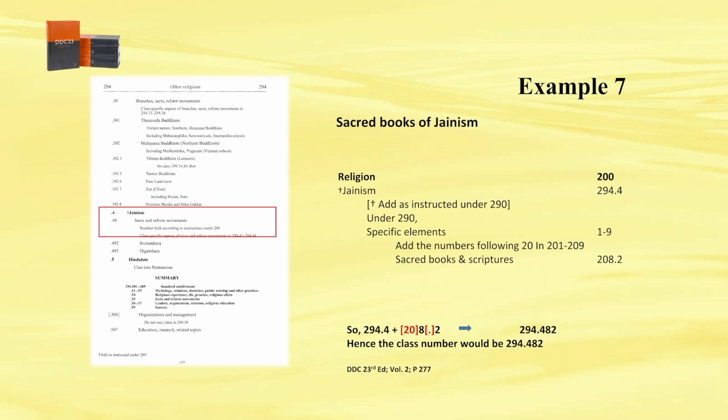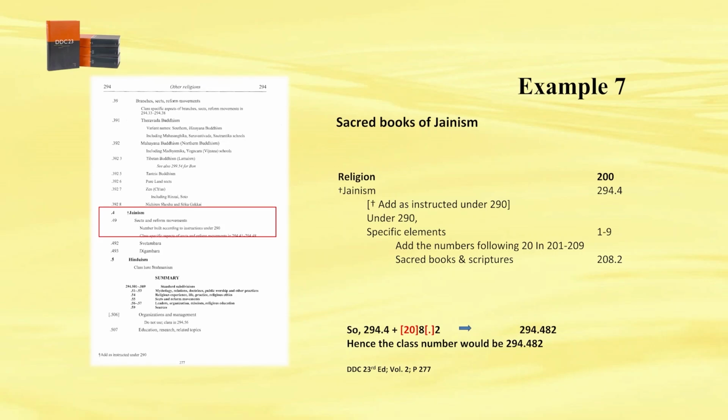Okay. Now the next example, that is sacred books of Jainism. We have found the scriptures and sacred books of Hinduism. Now it is time for Jainism. It also comes under other religions, as we have already mentioned that other than Christianity, any religion you will get in 290. So religion, then other religion is 290, then Jainism is 294.4. You know Jainism is also of Indian origin. So it comes under 294, then Jainism is 294.4.